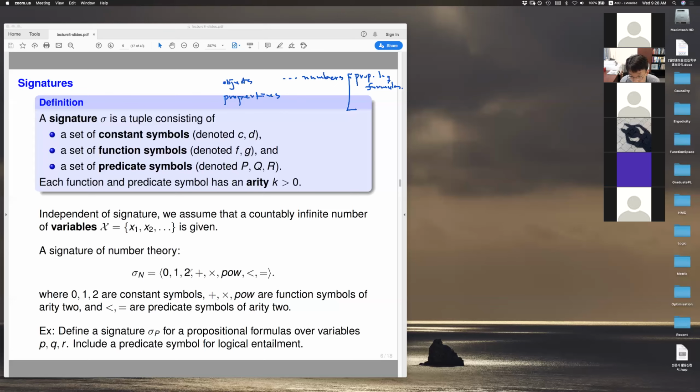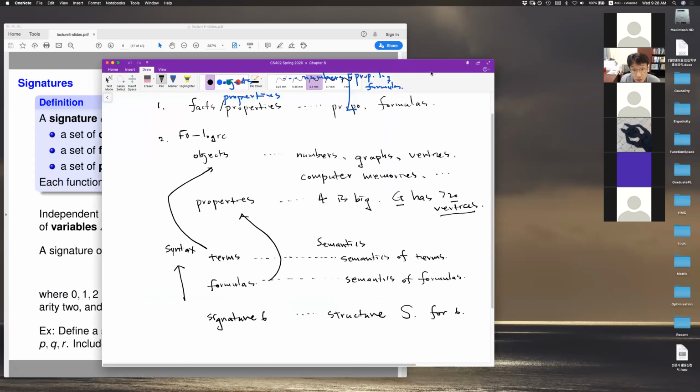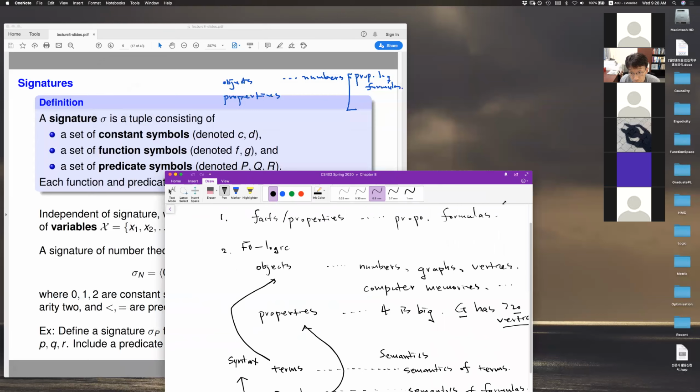Okay, so let me show you the answer. I think maybe using this is better. Okay, let me use this.